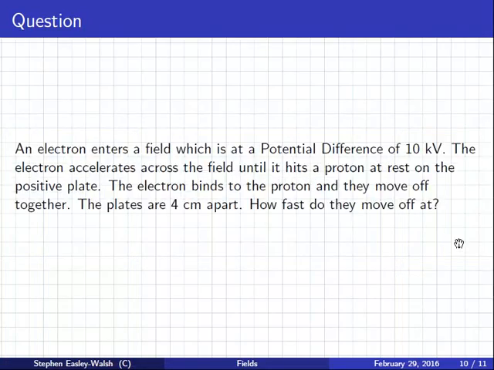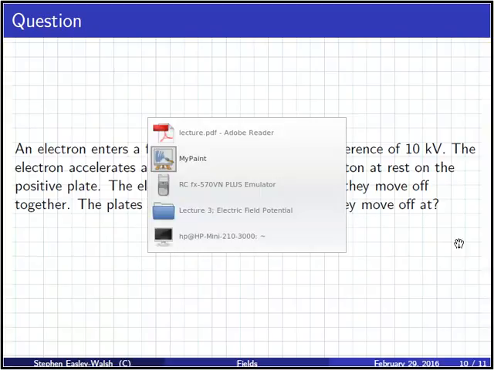An electron enters a field which is at a potential difference of 10 kilovolts. The electron accelerates across the field until it hits a proton at rest on the positive plate. The electron binds to the proton and they move off together. The plates are 4 centimeters apart. How fast do they move?